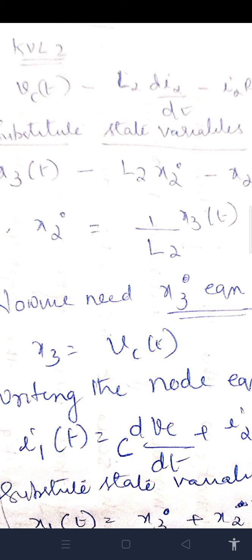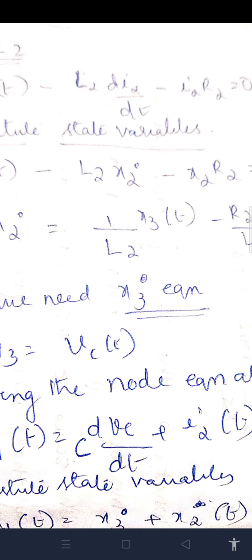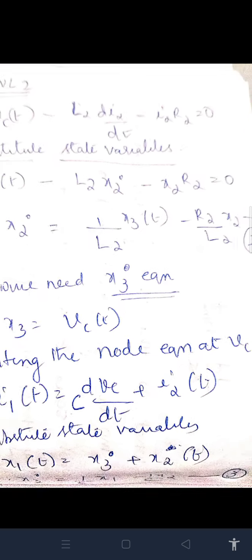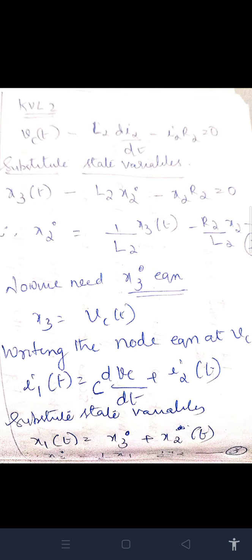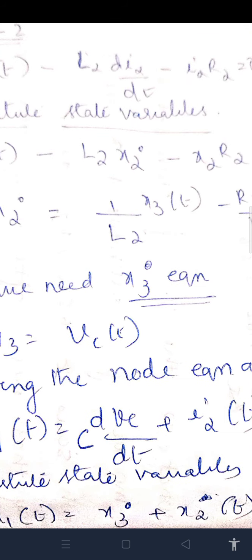I2 by x2, di2 by dt by x2 dot, and Vc by x3. Once you substitute that, then rearrange the equation to get the form x2 dot equal to 1. So like that you will get the x2 dot equation. So that will be your second state space equation.